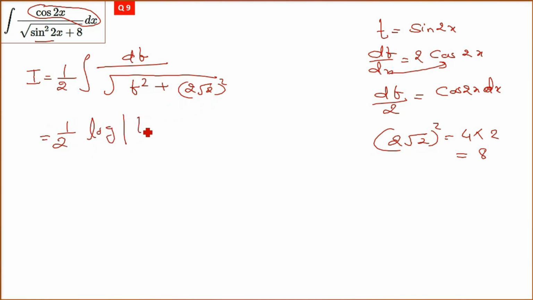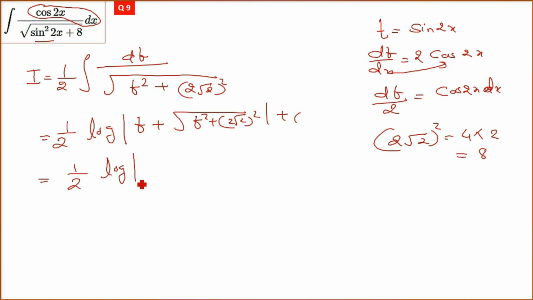Log modulus t plus under root, the same thing will come: t square plus 8. And you know what t is, that we are going to just replace now. So this one will be t square plus 2 root 2 whole square plus constant of integration. This will be 1 by 2 log modulus of sin 2x, as t was taken as sin 2x, plus under root sin square 2x plus 8. Just write all of it: sin square 2x plus 8 and plus constant of integration. This is your final answer.